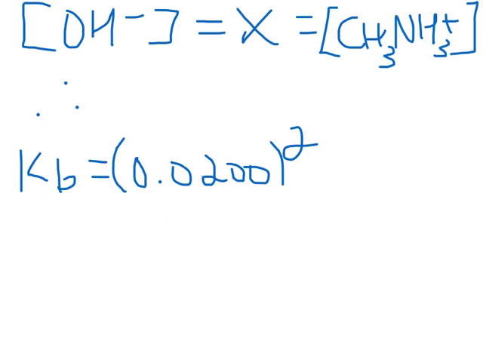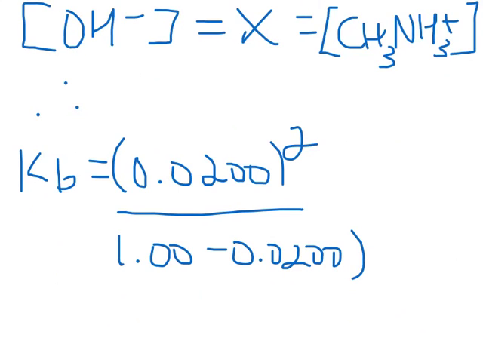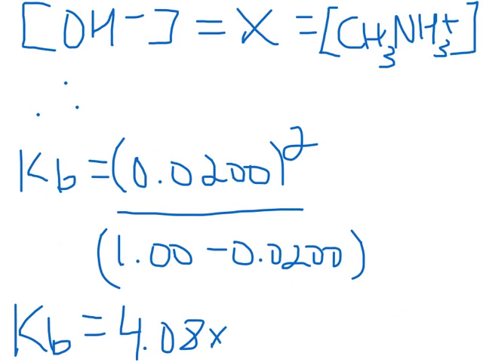0.0200 squared divided by 1.00 minus 0.0200. And when we plug those numbers in and solve for Kb, we get 4.08 times 10 to the negative 4. Remember, the Kb value has no units, but that is how you solve it.